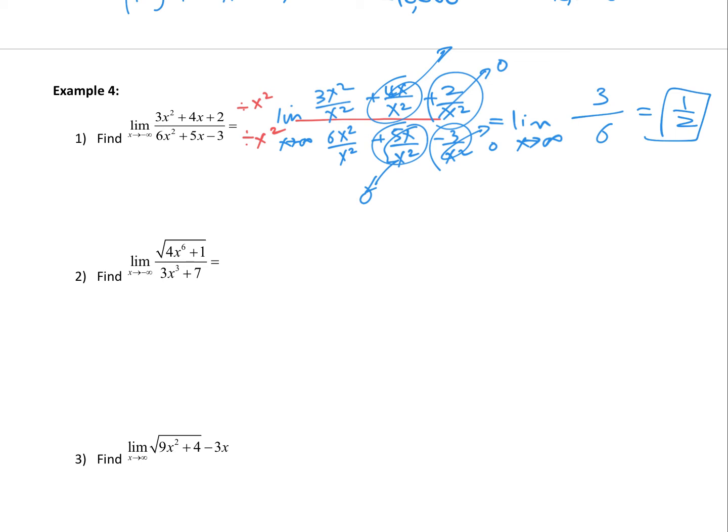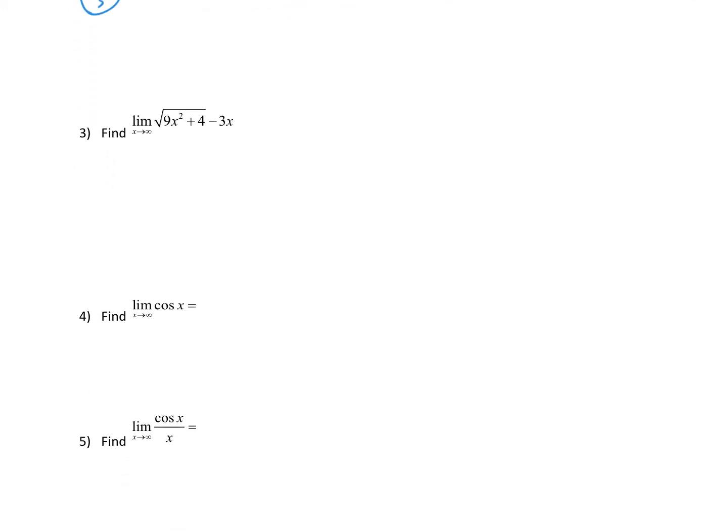All right, if you're done with number 2, you should have gotten 2/3 as the answer. Basically, the highest power is 3 on the bottom. Here it is 6, but the square root of x to the 6th basically works as x to the 3rd. So I'm dividing each term by x cubed to get that answer. Let's look at number 3.